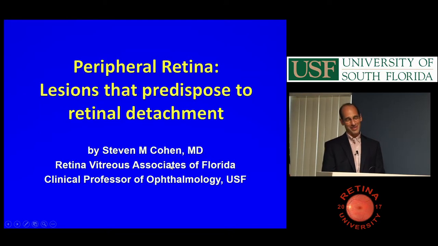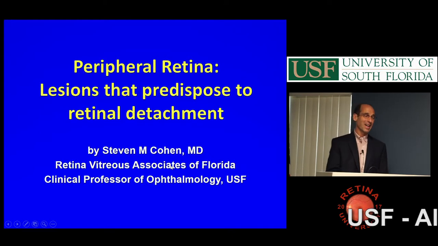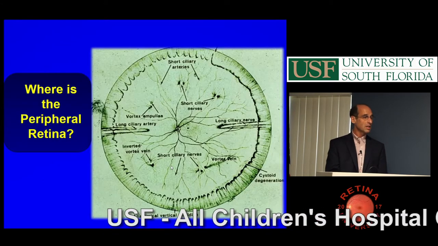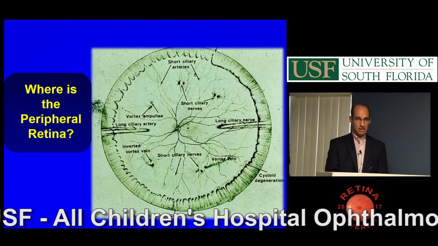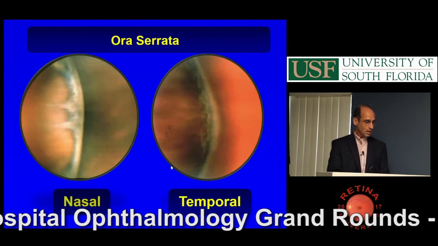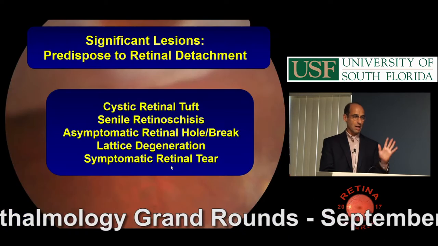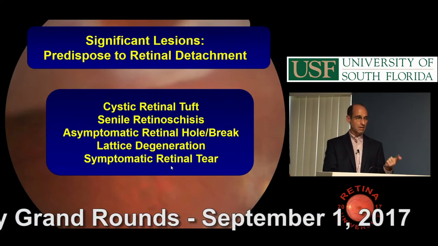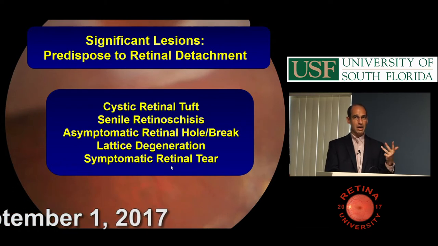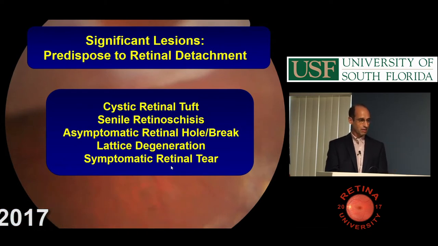Okay, these are peripheral retinal lesions that predispose to retinal detachments. And you do need to know these, and you kind of need to know some of the numbers I'm going to show you, because it gets confusing, and you'll see why some people do things that they do which are probably inappropriate. So again, the ora serrata. What we're going to talk about is cystic retinal tufts, retinoschisis, asymptomatic holes, lattice degeneration, and symptomatic tears. And those are the things you need to be careful of.